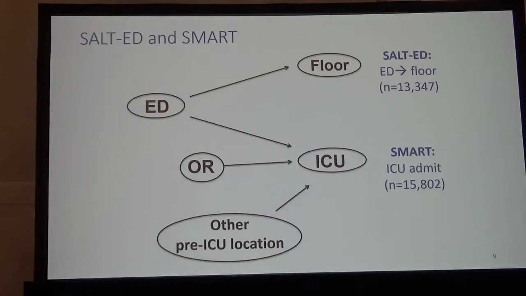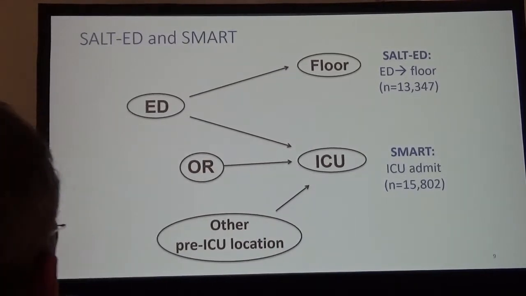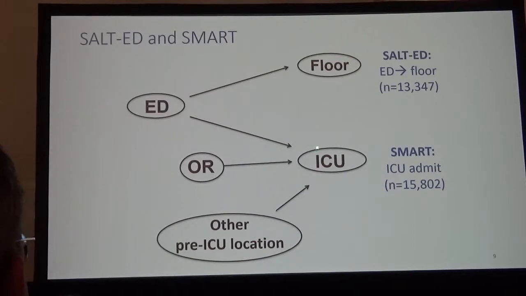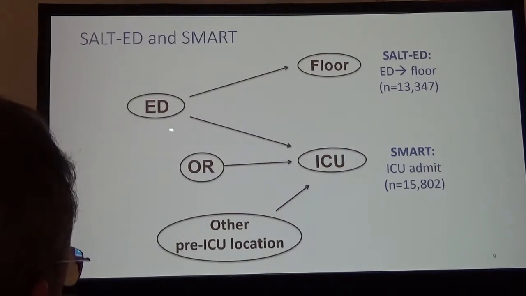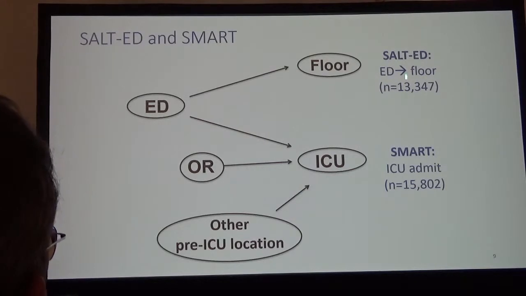So here's the typical flow of patients in hospitals. Patients come into the emergency department, and they go to a discharge, which we did not study, or they go to a hospital floor or an ICU. And then, of course, ICUs have patients coming from the emergency department, the operating room, and other locations like the floor. So what we did is we took our floor patients, this group, and analyzed it in the SALTED trial, and we took all the patients in the ICU and analyzed it in the SMART trial.